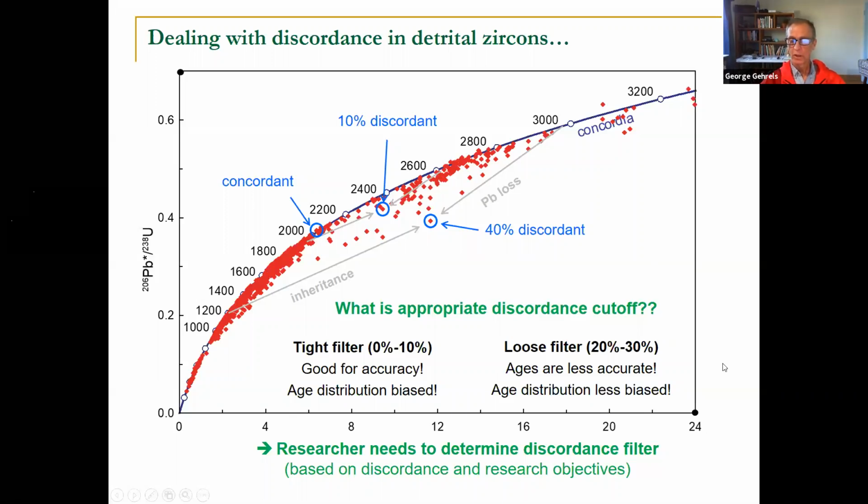What is going to be the cutoff for acceptance of discordant analyses? Are you going to hang really tight and get the most accurate ages you can, but realize your distribution is going to be biased? Or are you going to open up the filter and say, let's take everything, and then it's going to be less biased, but the ages are less accurate? This is why we really encourage you to go to the lab and be involved in generating the data, so that you understand the issues of discordance.